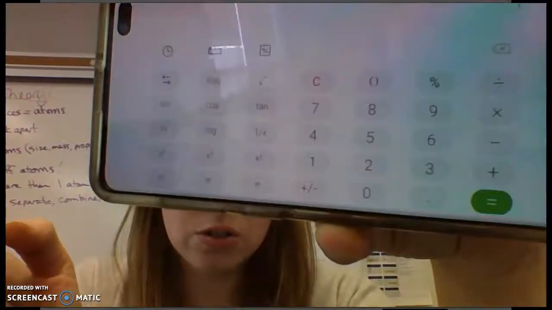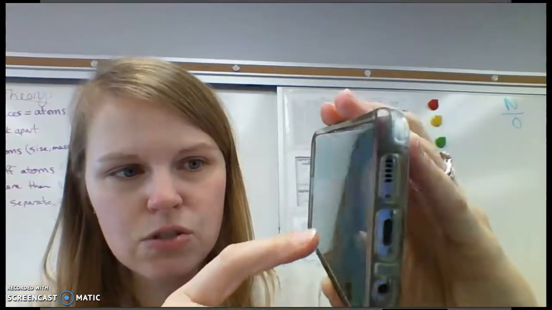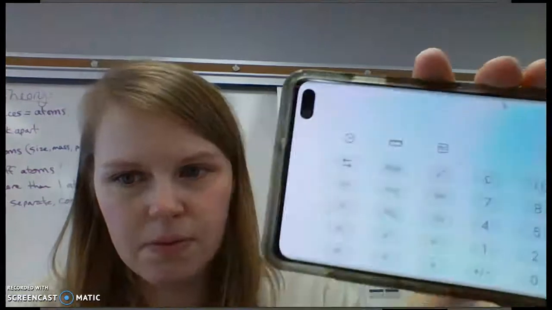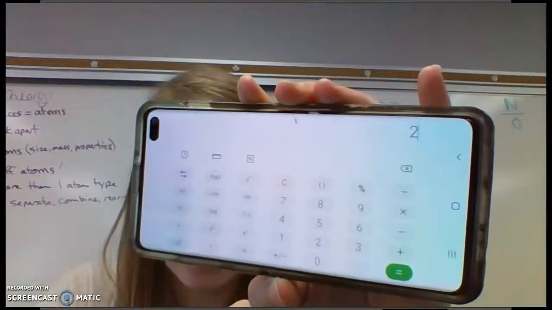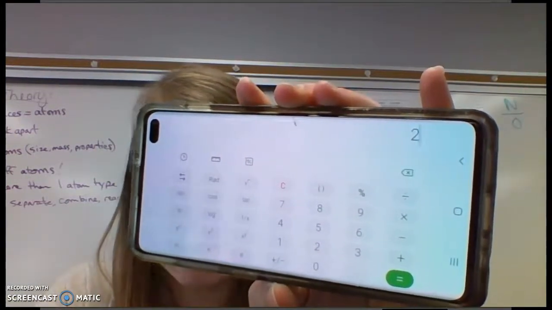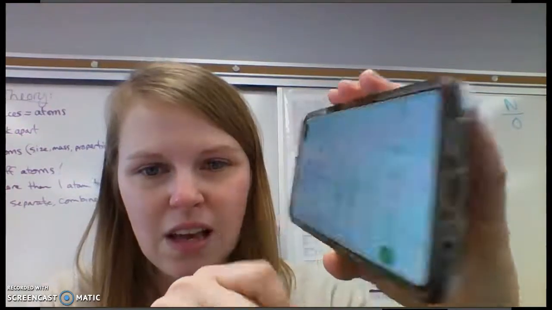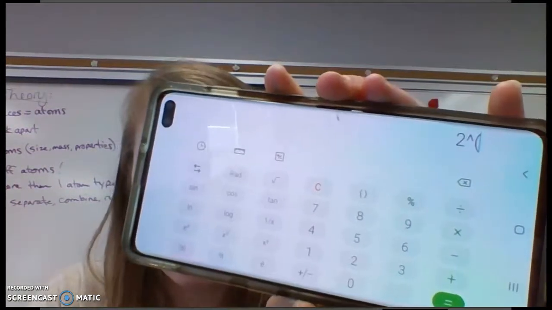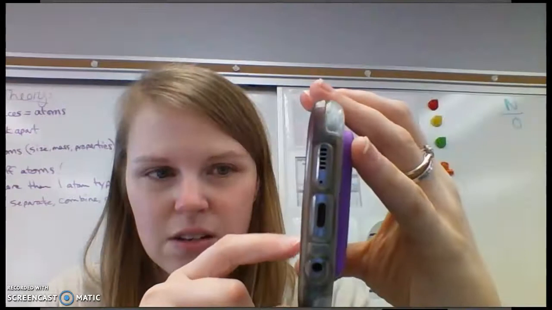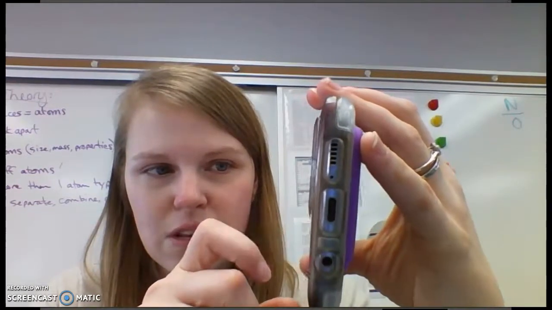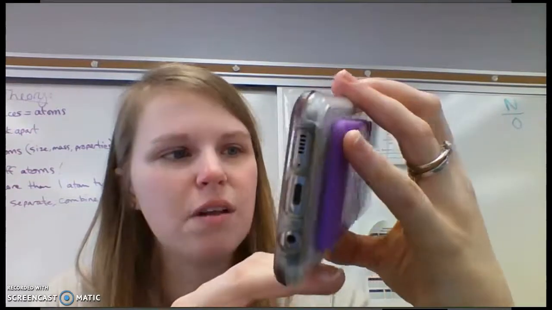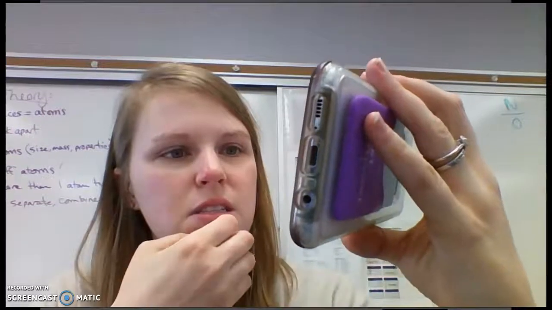So if I wanted to try this, I'm going to type in 2, 2 to the whatever power, so I'm going to do 2, and then I'm going to hit that X to the Y button, and now I'm going to say 20th power, and I suppose I can close those parentheses if we want, but I don't know where the parentheses button is. Oh, here.